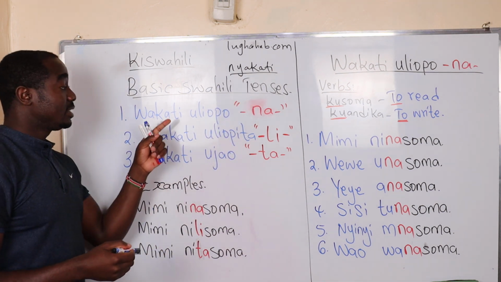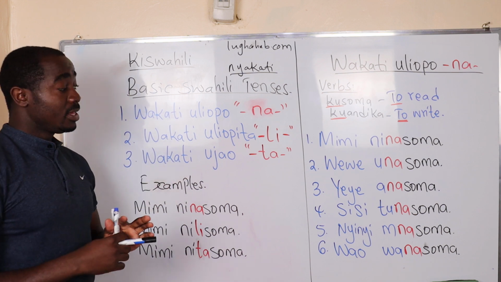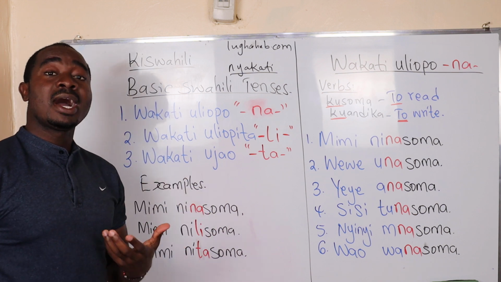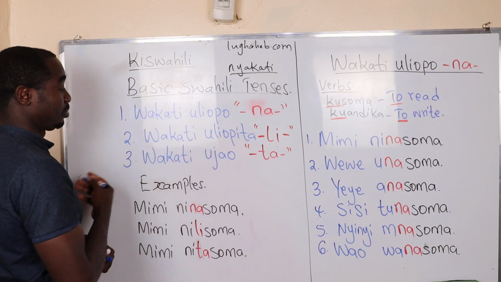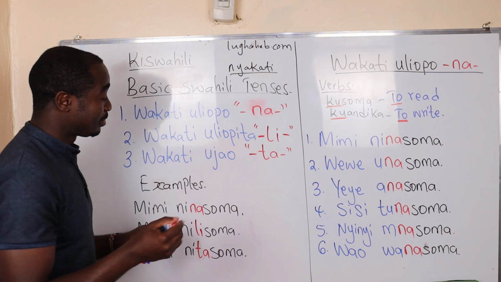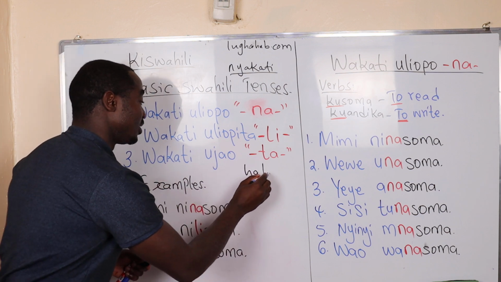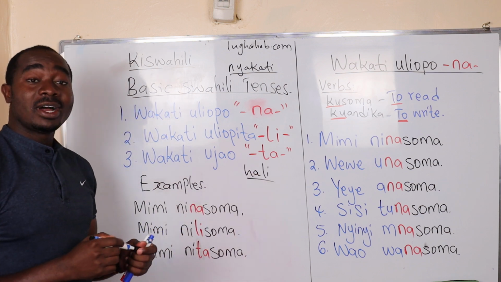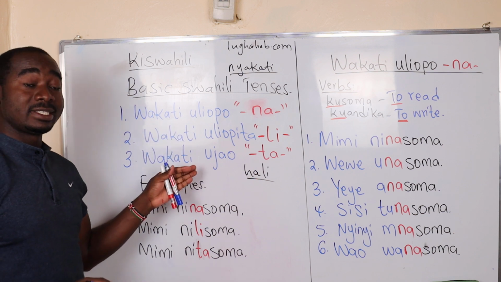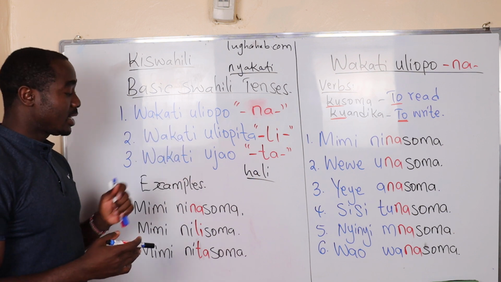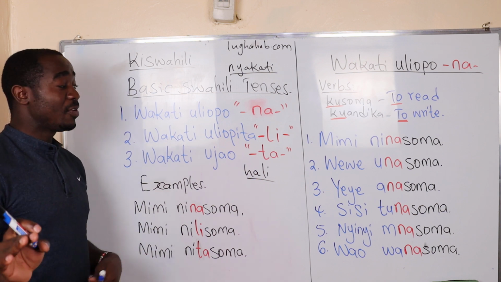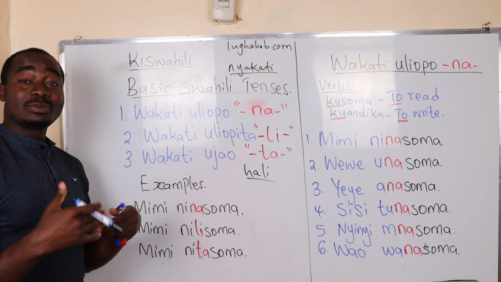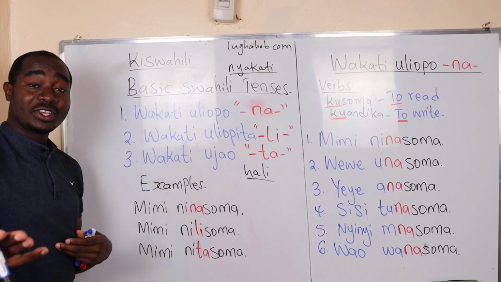So these are the three tenses. We call them nyakati. The other tenses in Swahili we call them hali, but these are basic tenses. Okay. So I will try to read for you these examples, and you can try to tell me from this if it's present tense, past tense, or future tense.